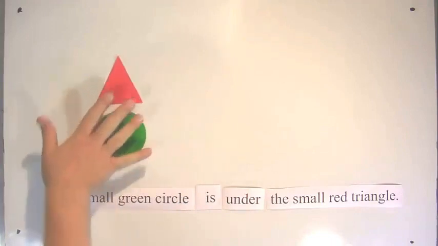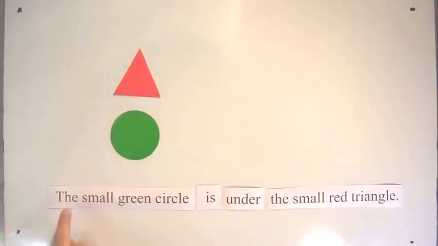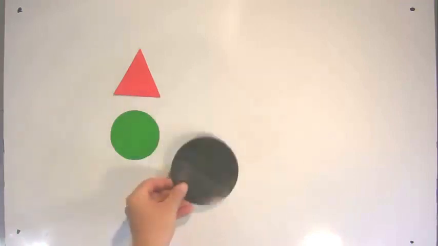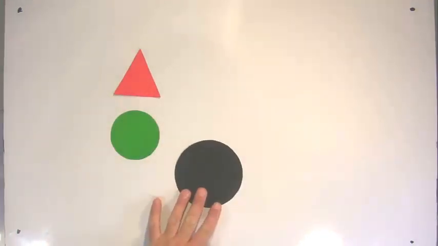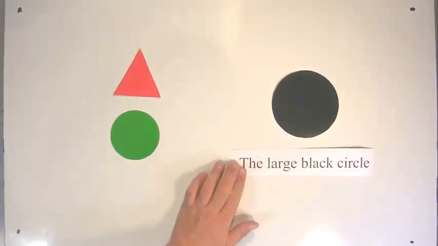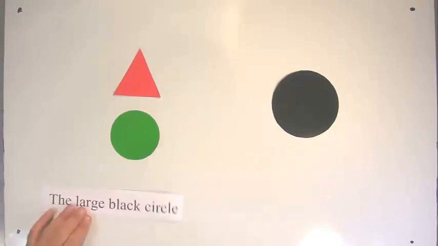Okay, so let's move this over a little bit. And we have the small green circle is under the small red triangle. We also have this shape. Do you remember what it's called? What's that called? That's the large black circle, right? The large black circle. So let's make a sentence.